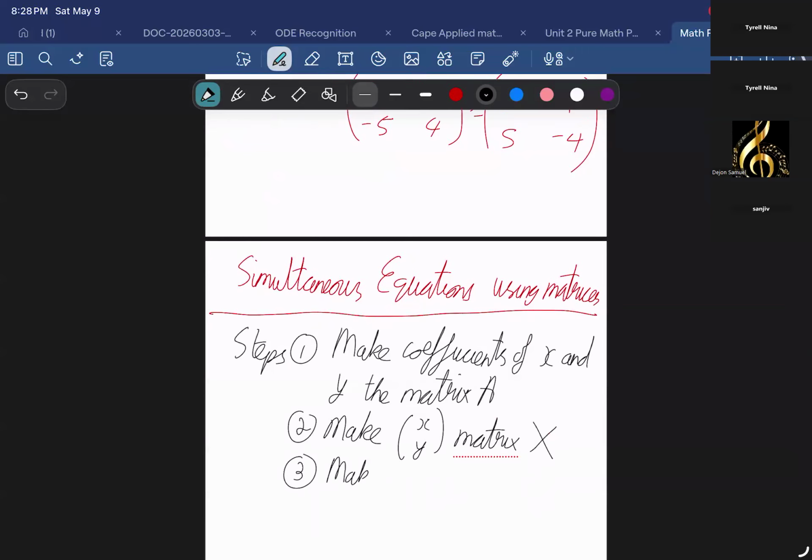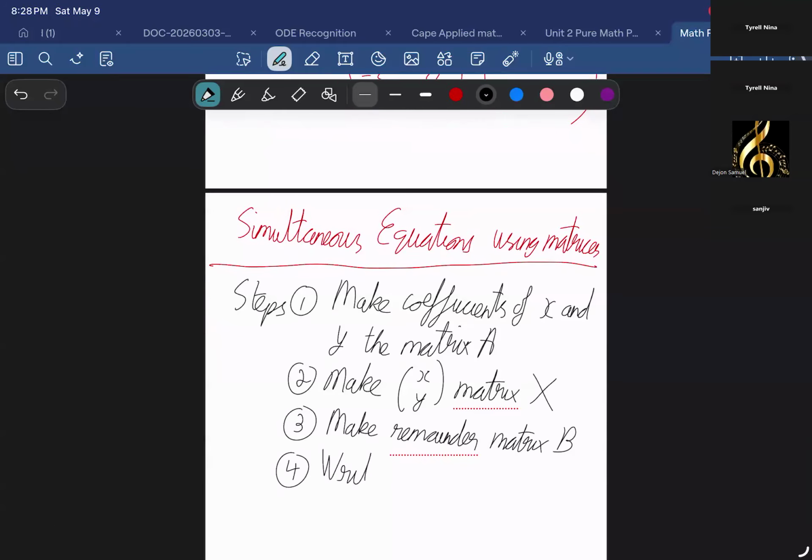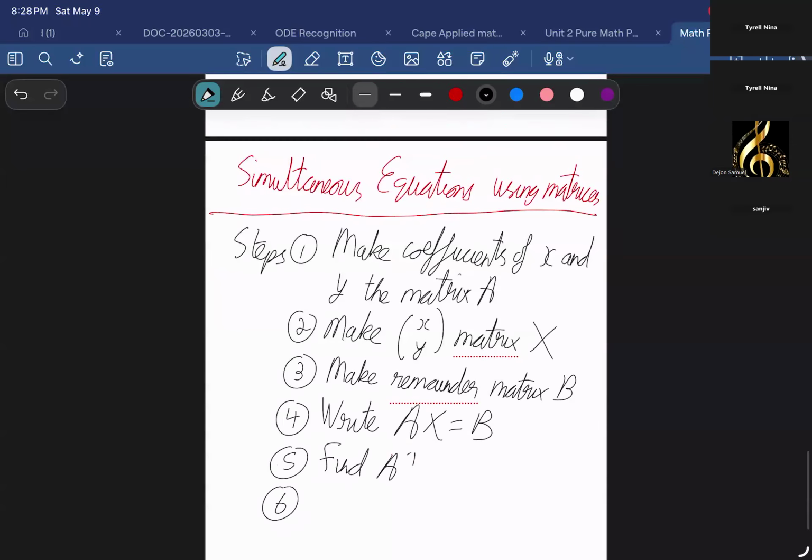3. Make the remainder matrix B. 4. Write AX equal to B. 5. Find A inverse. 6. X is equal to A inverse by B.